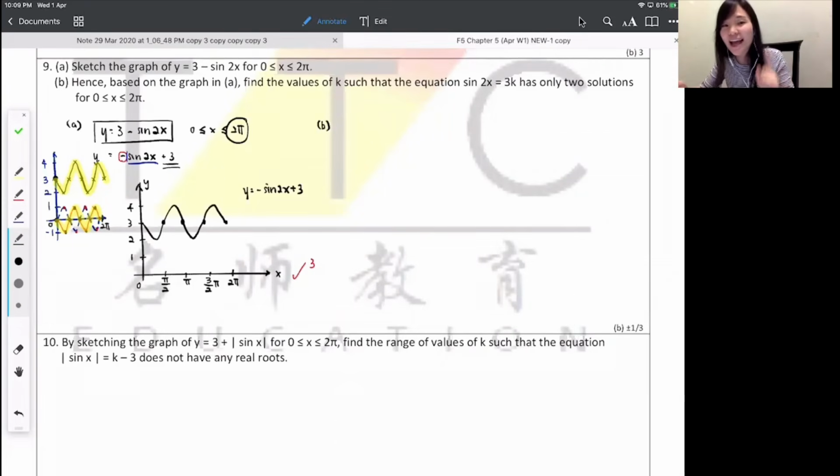Let's look at B. Hence, based on the graph in A, find the values of K, guys. B is the one that is hard. Trust me, if the question comes out as B, so many students cannot do it. But you can, because I'm already teaching you now, my dear. So look at B, find the values of K. They're not asking for the number of solutions this time. They want to find K.